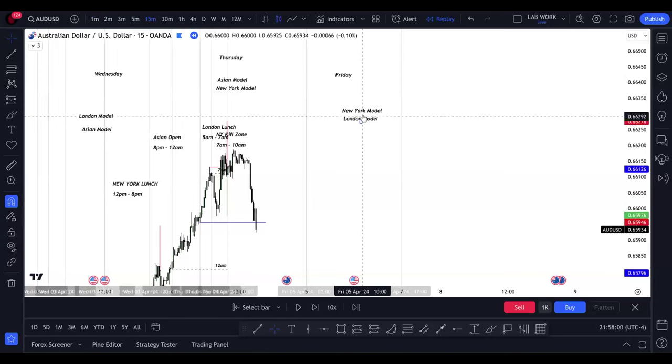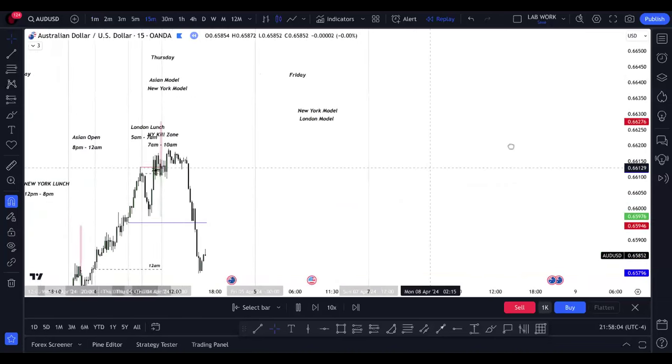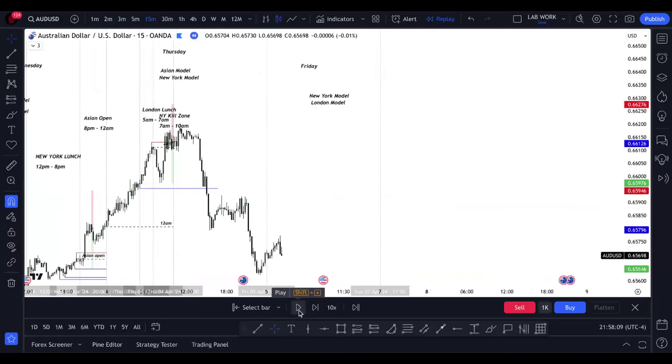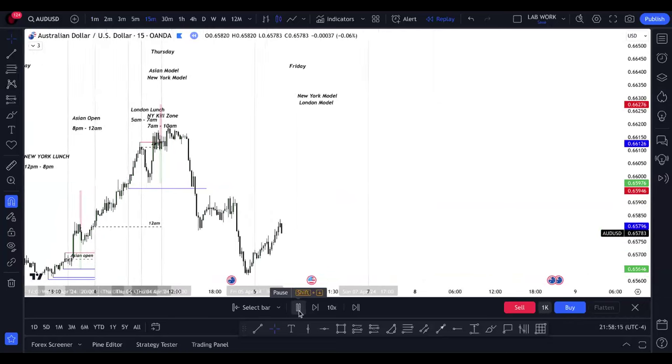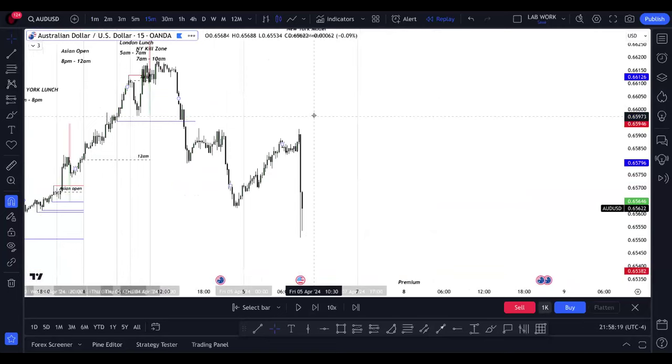So there's a London model and a New York model. I'm going to start off with the NFP stuff first, and then we'll talk about the London model second. Because there's a London model that is profitable, but it would look funny to watch it going into the New York model. So let's talk about the New York model first, and then we're going to rewind and talk about the London session here. You could already see it was a sell setup.